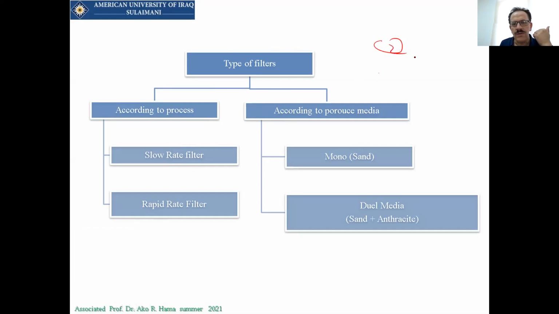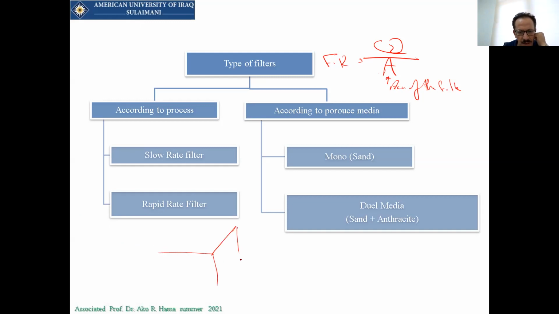The Q divided by area. This is called filtration rate. Which area? Area of the filter. Now, if I have, for example, this is the tank that I want to use for filtration.